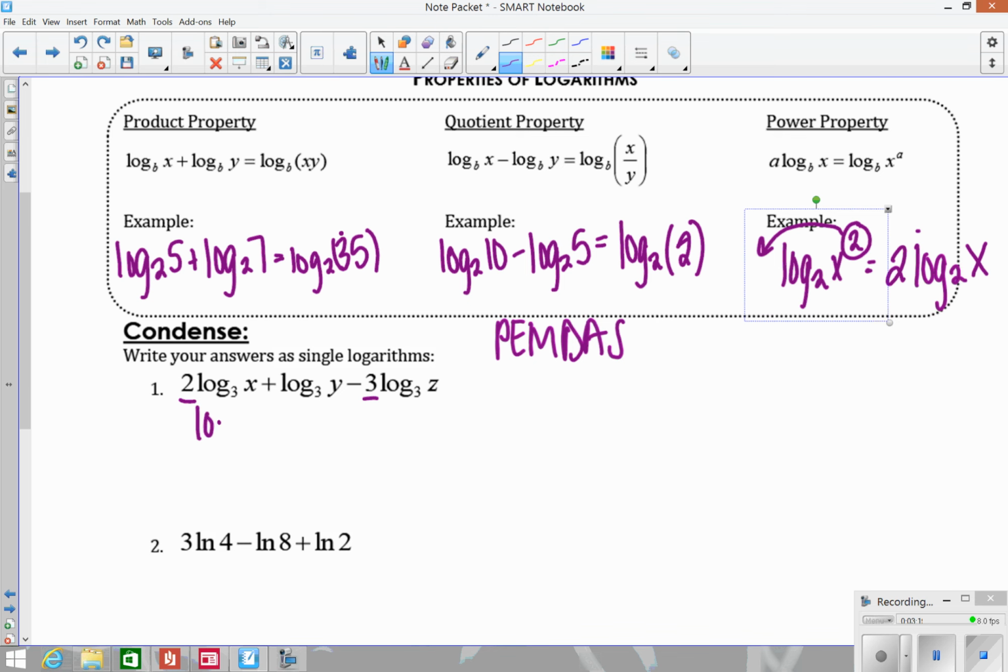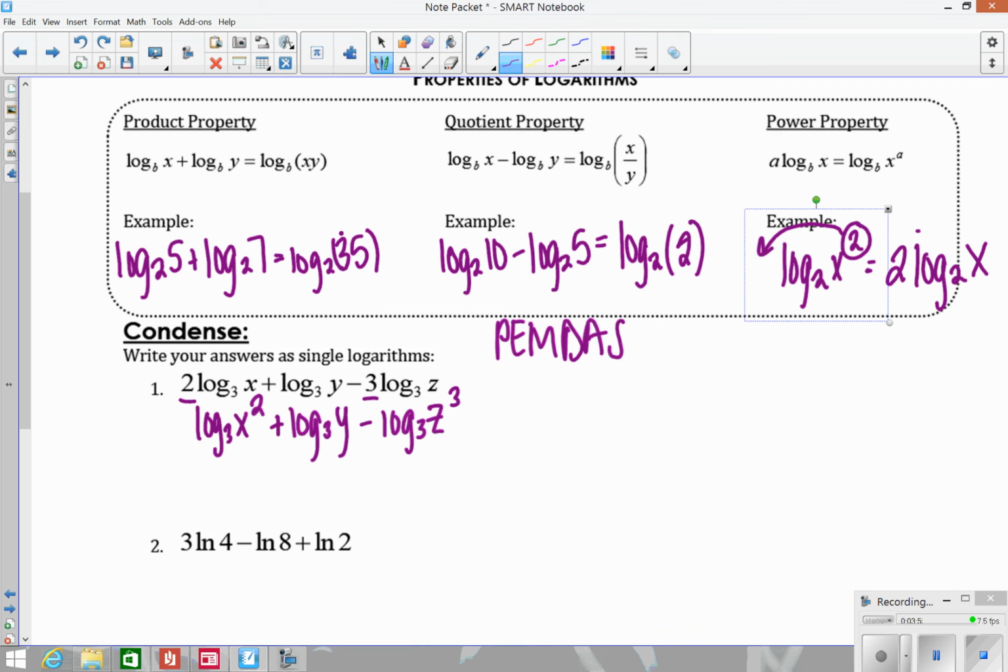What I mean by that is this is really going to be log base 3 of x squared plus log base 3 of y minus log base 3 of z to the third. So I took care of the exponents. Now I'm going to take care of multiplication or division. In this case, this addition is actually going to turn into a multiplication, and this subtraction will turn into a division problem.